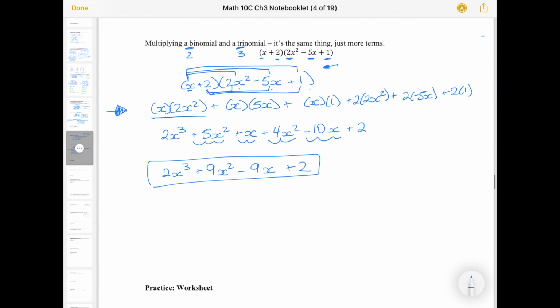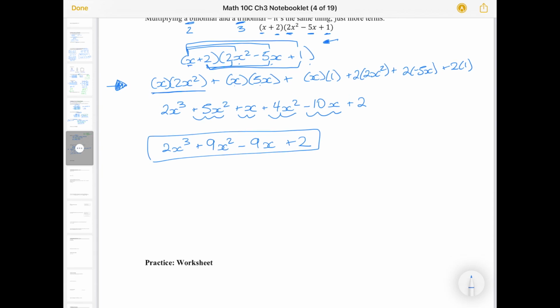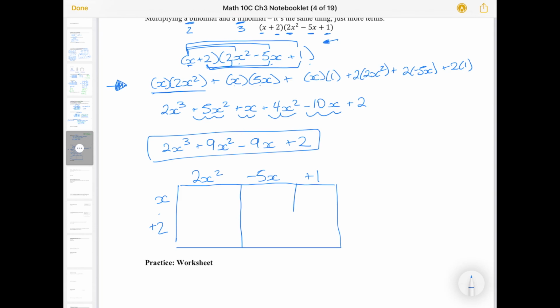I have lots of space, so I'm going to do it in the area method too, in case you're wondering how this would look with the more terms. It's the same, it's just more. Right, so x plus 2, 2x squared minus 5x plus 1. Right, 2x squared times x, that's 2x cubed. x times negative 5x, that's negative 5x squared.